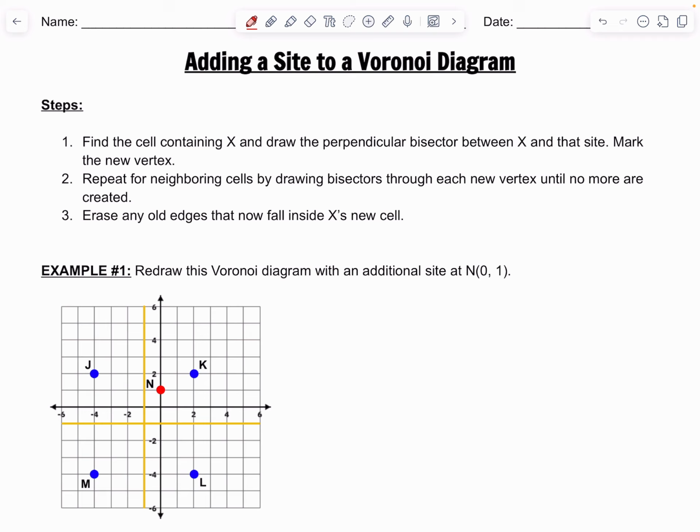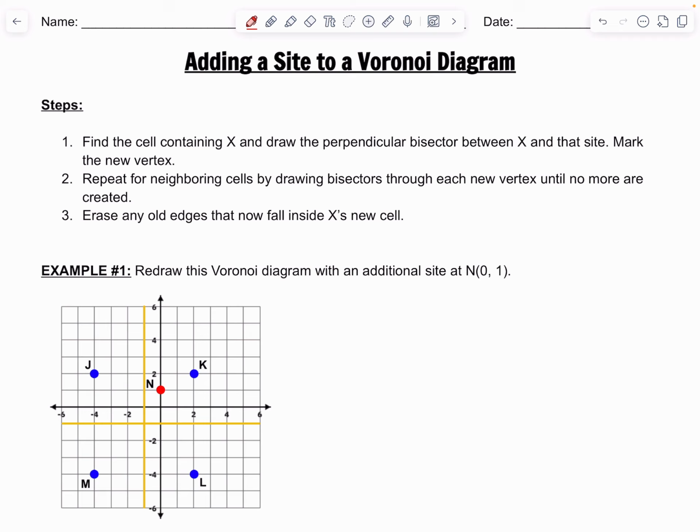Once you do that, you're going to draw the perpendicular bisector between that new point and the site that was already there. Once you draw that, you're going to mark the new vertex. Remember, the definition of a vertex, or vertice, is where the bisectors touch. So as soon as you draw that bisector between the new point and the existing point in that cell, you can stop drawing it once you touch another bisector, because that's like you hitting another fence.